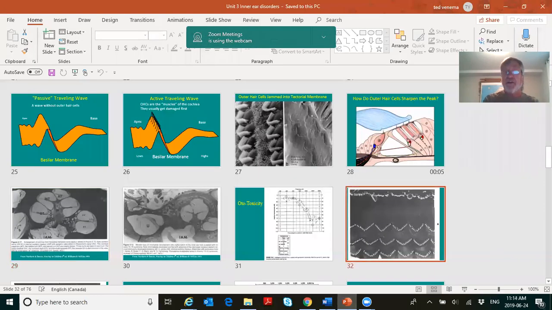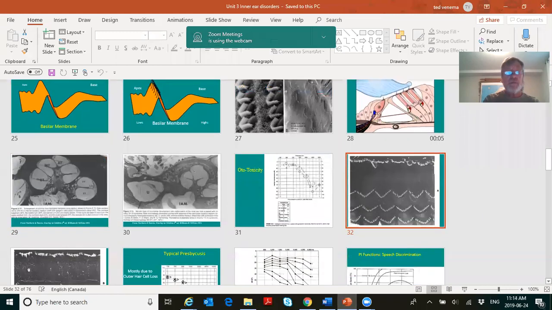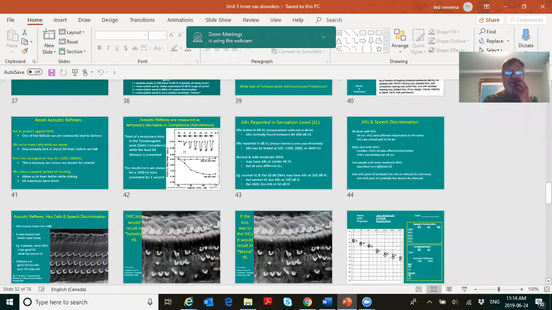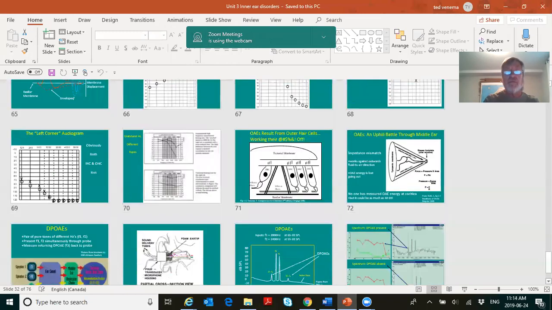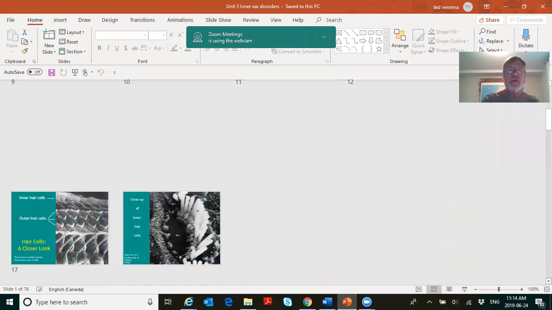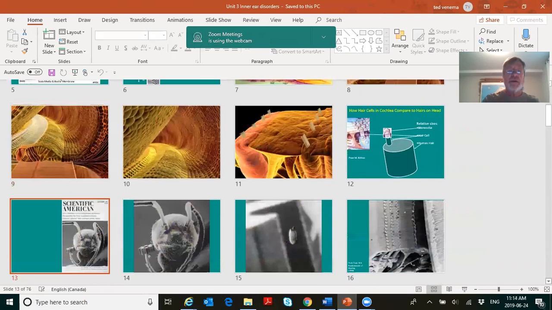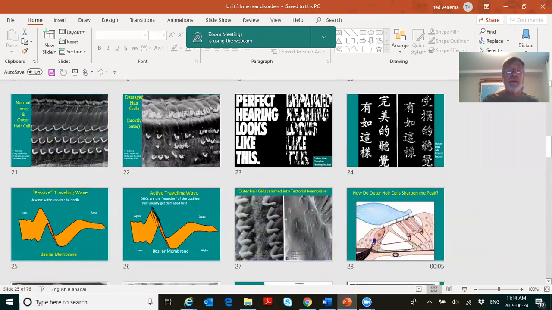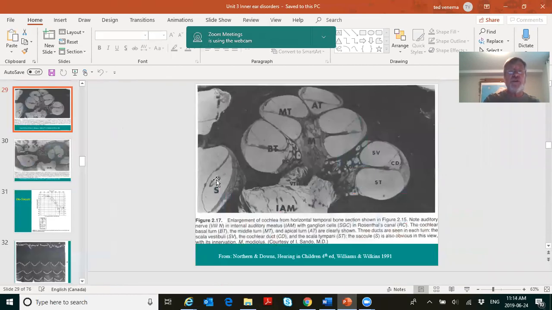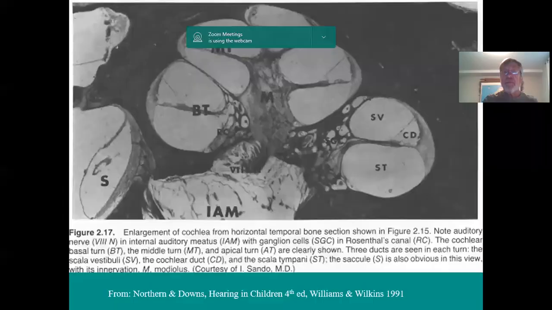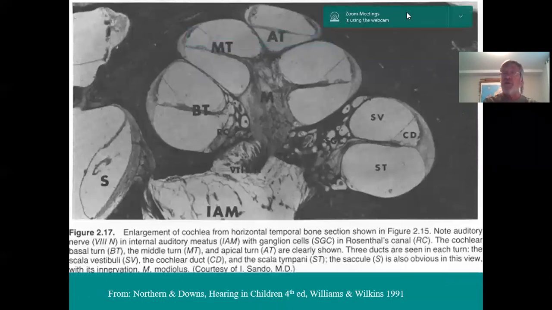Okay, let's find it here. See if I can see a picture of Mondini syndrome. I'm looking for it. Not there. Let's go home. Mondini, here, kitty, kitty, here's Mondini. Okay, here's a normal cochlea. A cross section. Let me get this thing out of the way. There. Now here's a cross section of a normal cochlea.